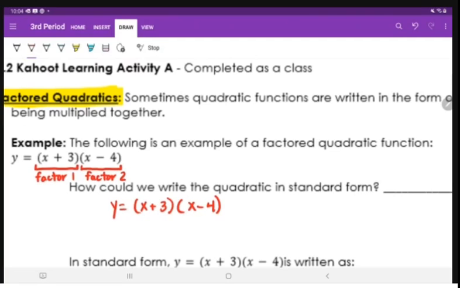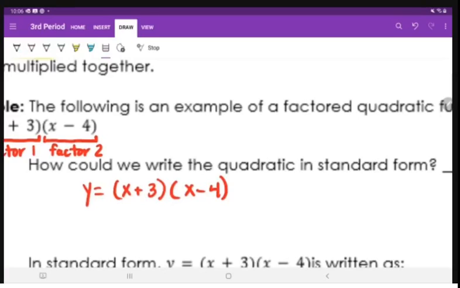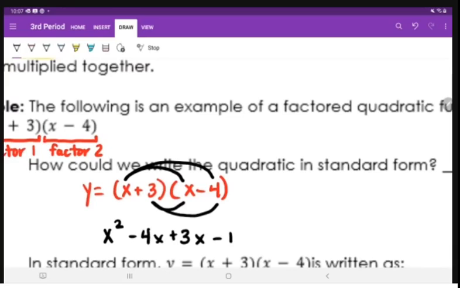What would happen if I multiplied this out? We multiply our first times our first, our outside, our inside, and our second times our second. This is a process called FOIL. We do our first times first, our outside, our inside, and our last times last. FOIL: first, outside, inside, last. When you multiply all of this out, you get x squared minus 4x plus 3x minus 12.